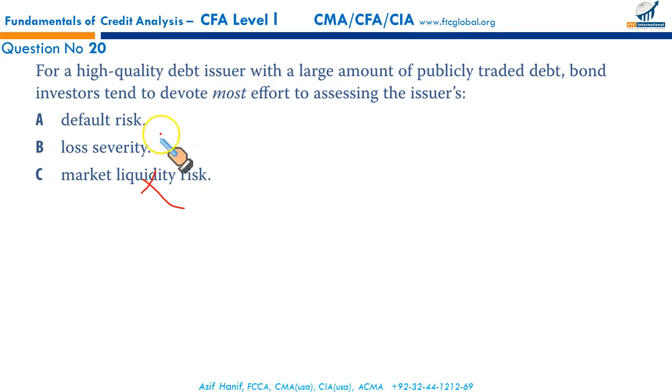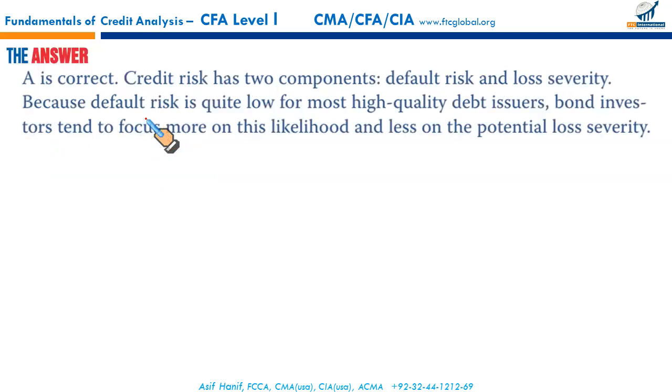Loss severity. Since it's a high quality debt, loss severity would not be a serious concern here. And what is loss severity? We discussed in the previous question. It is the portion of a bond's value, including some unpaid interest, that an investor may stand to lose. So this is again unlikely. So what does it mean then? That bond investors now will tend to focus more on default risk, and that's why it makes A to be our correct option.